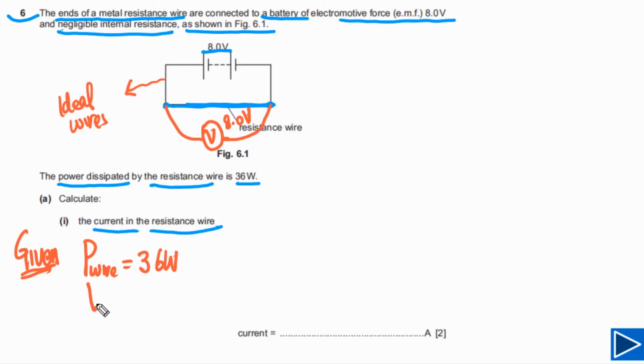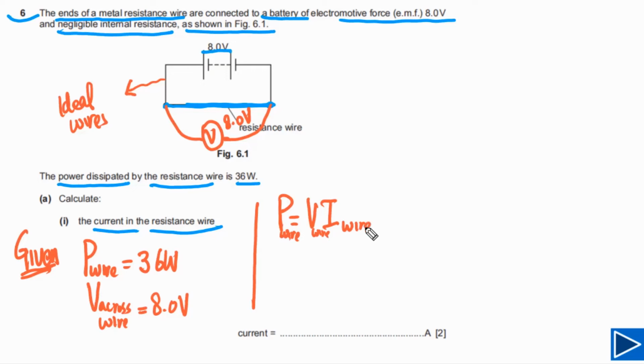So we can write down V across the wire, the potential difference across the wire, which is equal to 8.0 volts. Now we need to find out the current, and we need to understand how these quantities are linked together with current. In this case you need to remember P is equal to V times I. P is the power dissipated by the wire, V is the potential difference across the wire, and I is the current passing through the wire. Now we need to find I passing through the wire, so we can say I is equal to P divided by V.